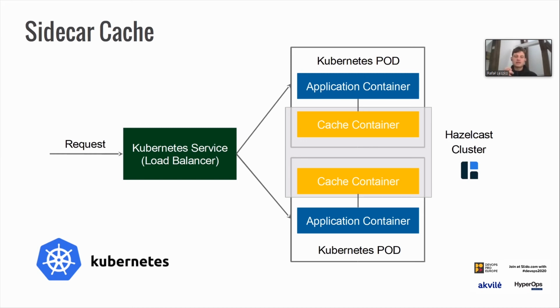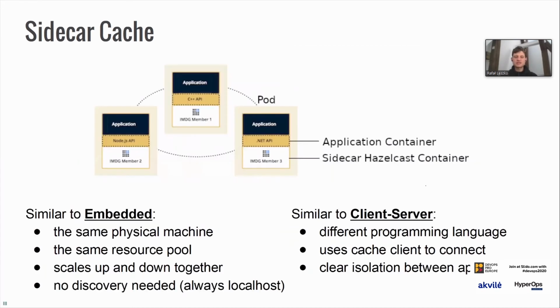And all the cache containers form one consistent cache cluster. So I see this solution as kind of in between embedded and client-server. It is similar to embedded because we run on the same physical machine. We use the same resource pool from the machine. It scales up and down together with your application. And there is no discovery needed.